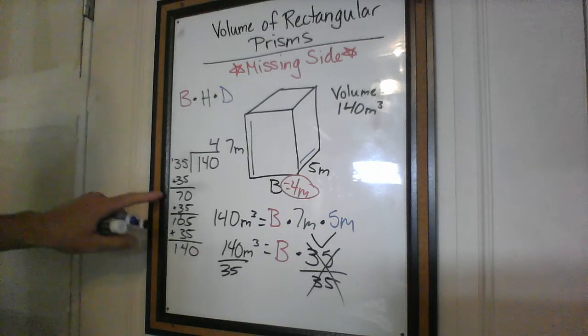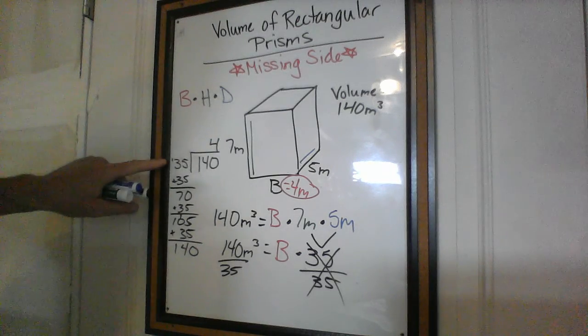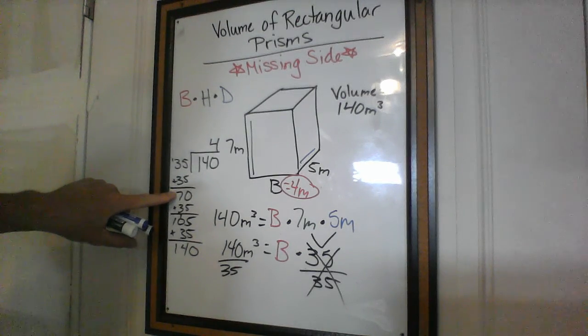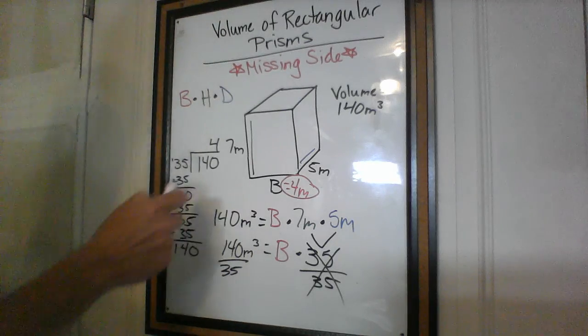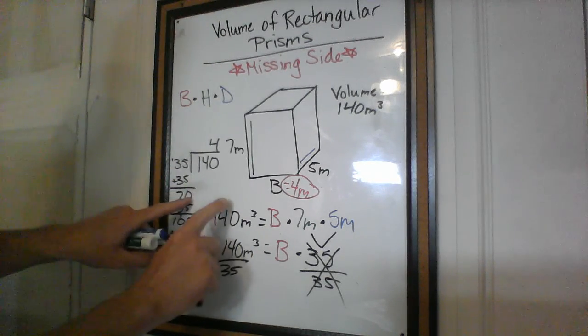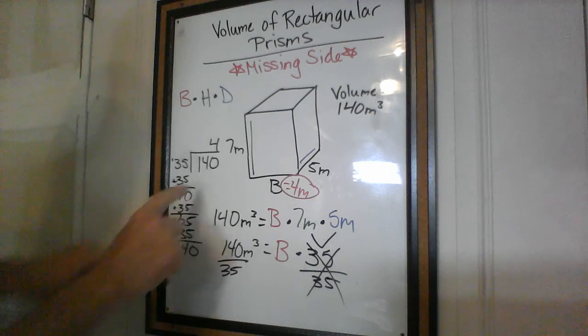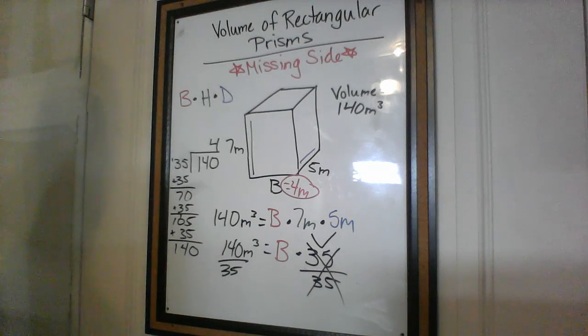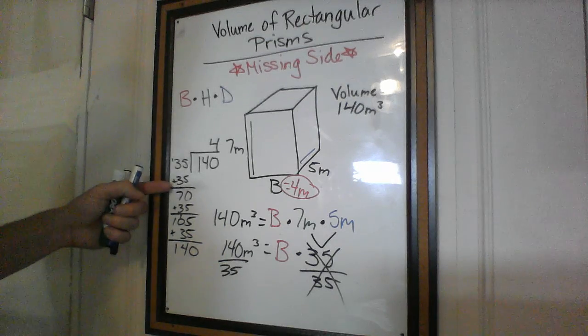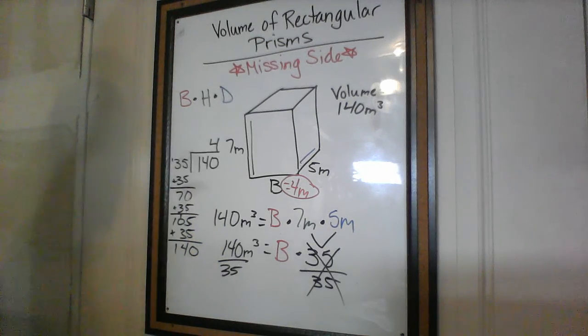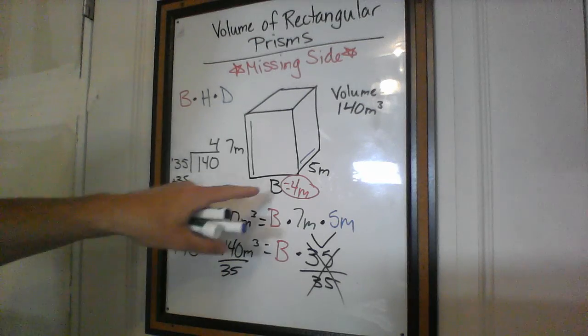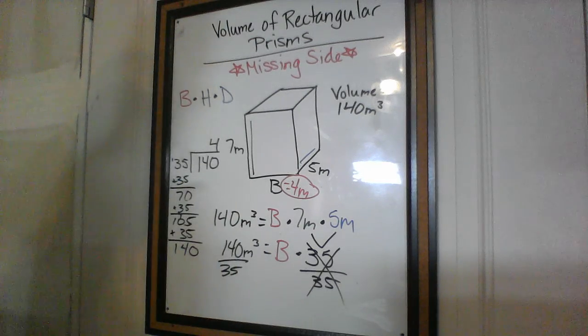Okay, going back to here, some of you probably just figured this one out. Here's 70. Well, one easy way to look at it, if you get rid of these zeros, you have a 7 and you have 14. How many times does 7 go into 14? Well, it goes 2 times, but you had to use 2, and 4, and there's your answer. Okay, so the missing side on this is 4 meters.